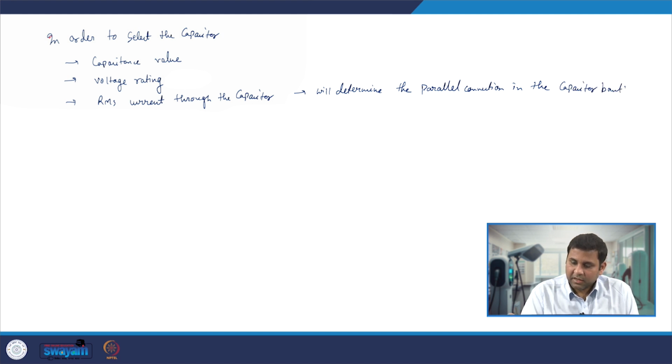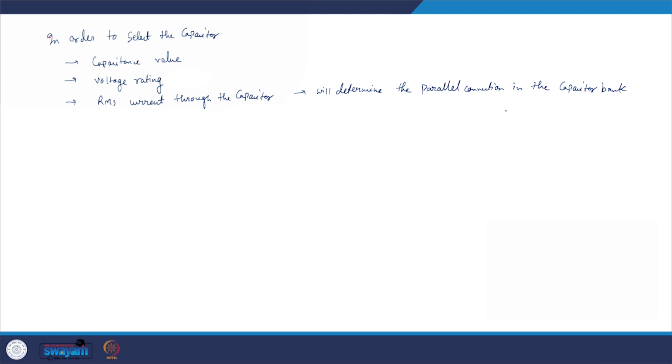That means each capacitor will be defined with a certain RMS current it can withstand. Obviously, it is determined by the amount of losses happening in the capacitor, the I square R losses. So, one needs to also evaluate the RMS current going through the capacitor. In order to select the capacitor, you first need to know the capacitance value, the maximum voltage it will see while the circuit is in operation, and also how much RMS current will be flowing through the capacitor.